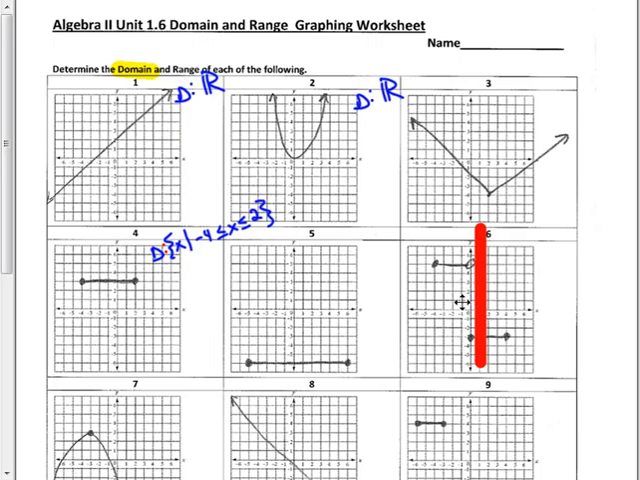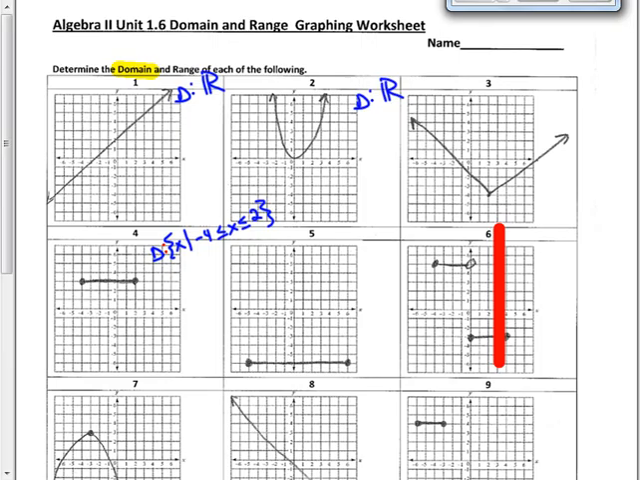It has a jump from up and down, but that's not domain. Domain is only left and right, so that's the x values. So my x values still are valid here, and it goes all the way to 4 over here. So it goes from -4 to 4, and so when I actually write that, it looks a lot like this set builder notation, but it's just a tiny bit different.